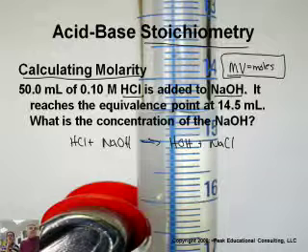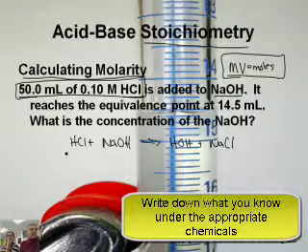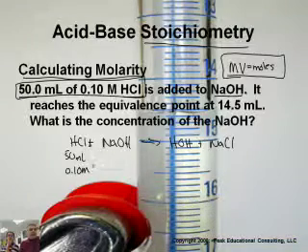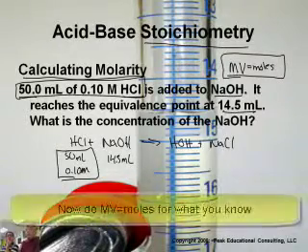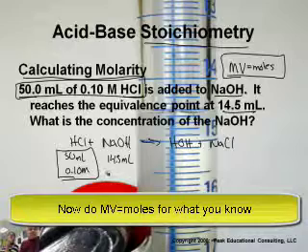All right, so what do I know? I have 50 milliliters of 0.1 molar HCl. So I'm going to write that down. 50 milliliters of 0.10 molar HCl, and it takes 14.5 milliliters of sodium hydroxide. So the thing I know the most about is the hydrochloric acid. Always start with the thing you know most about. So I'm going to do that up here.